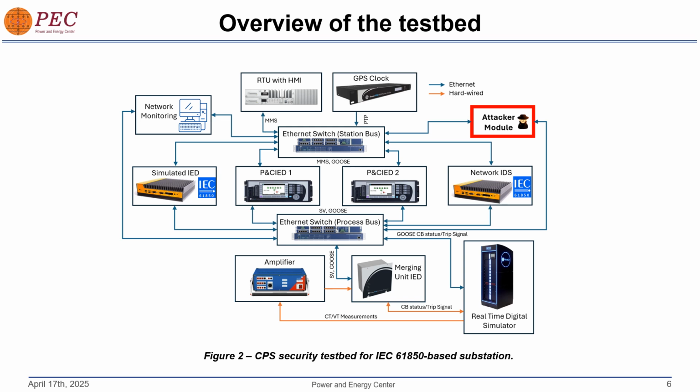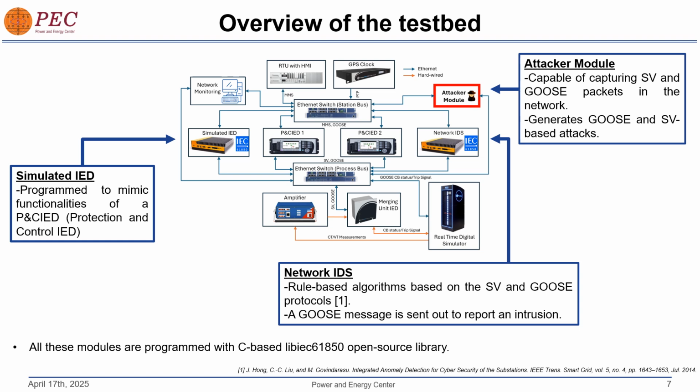At the station level, we have an RTU which is integrated with an HMI. The RTU serves as a communication node between the substation and the control center. Then we also have a GPS clock which is used to synchronize the substation devices' time with the IEEE PTP protocol. We also have these three modules which are programmed with the C-based libiec61850 open source library.